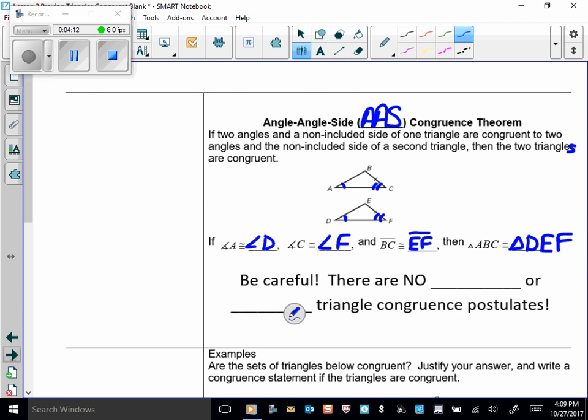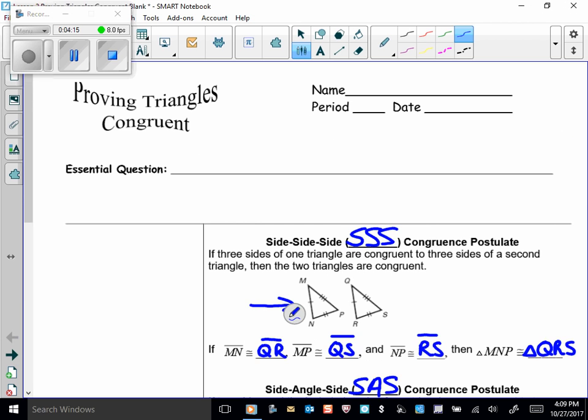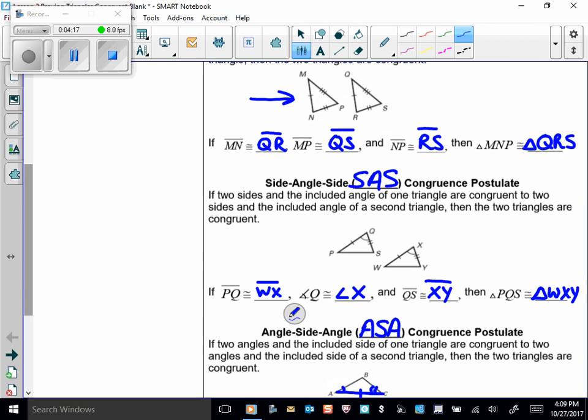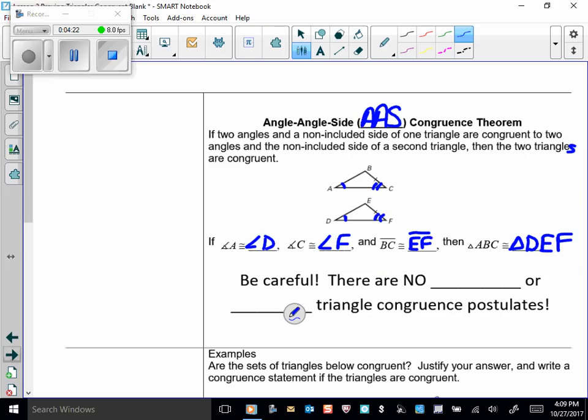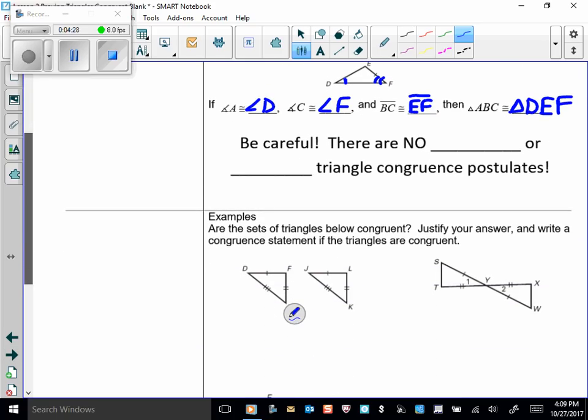So what do we have? Side, side, side; side, angle, side; angle, side, angle; and finally angle, angle, side. So four new, well actually three are postulates, one's a theorem that we can use in proofs. Be careful. There are no angle, angle, angle postulates or no angle, side, side congruence postulate. You cannot use either one of those because they don't exist.